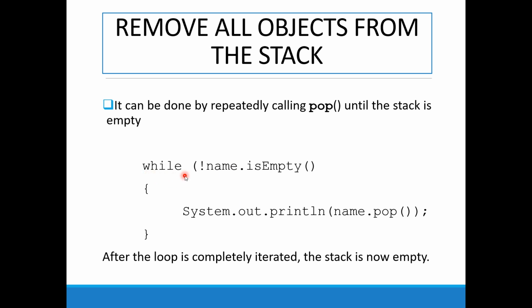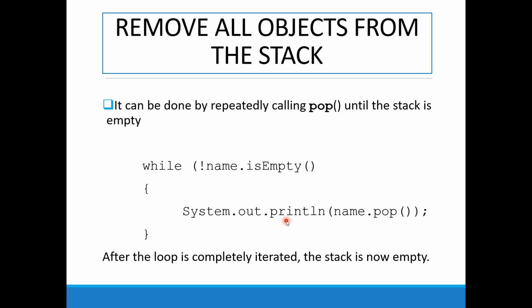Okay, while. Tadi ingat tak? Kita kena nak remove, kita kena check adakah stack tu empty or not. So kita check macam ni lah. Okay, while name not, okay, name not is empty. Selagi mana stack name ni not empty, selagi mana name tu tak empty, dia akan perform operation ni. System dot out dot println, nampak? System dot out dot println, maksudnya dia display siap-siap.